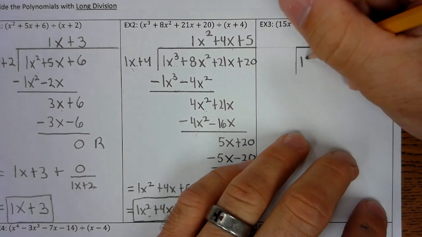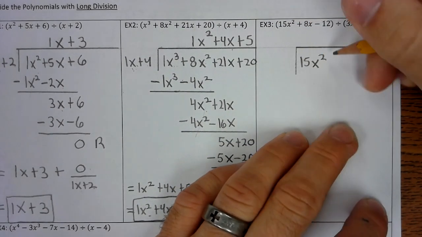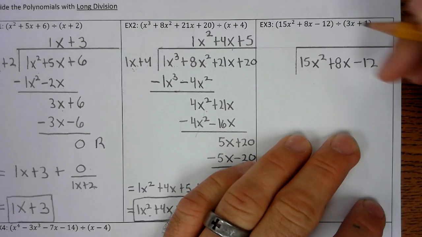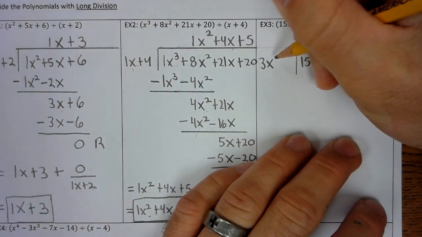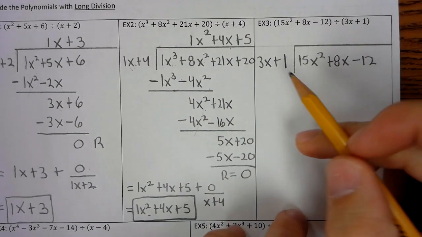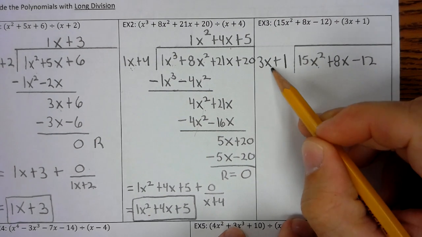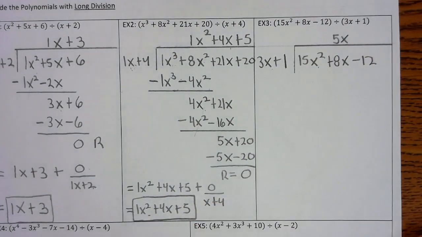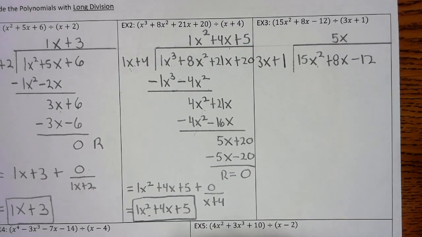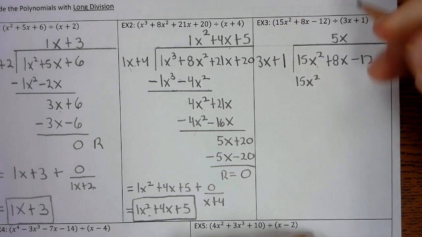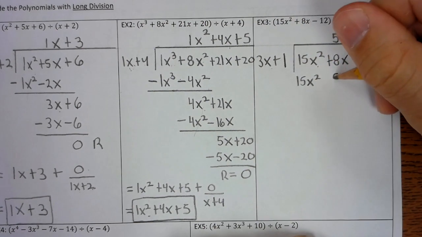So we're dividing 15x squared plus 8x minus 12 by 3x plus 1. The first step is we divide. 15x squared divided by 3x is 5x. And now we multiply. 5x times 3x is 15x squared. 5x times 1 is 5x.